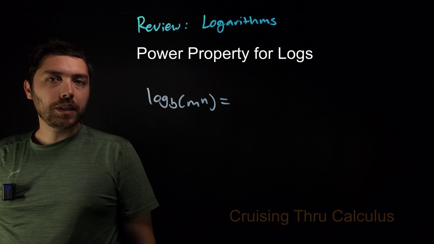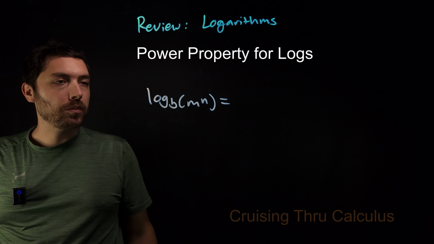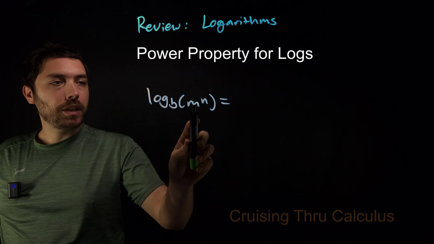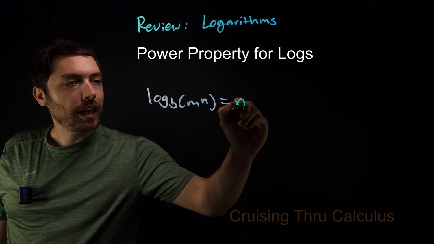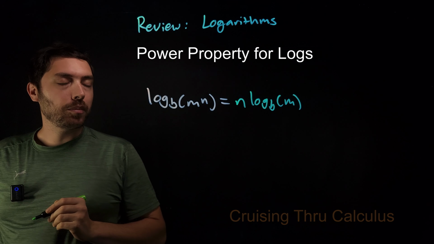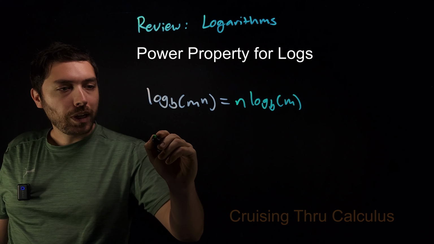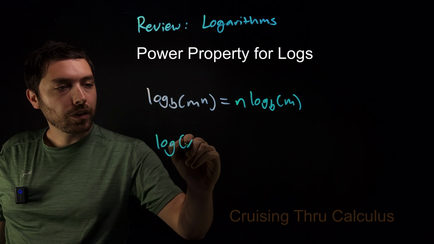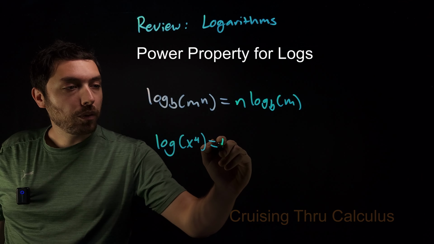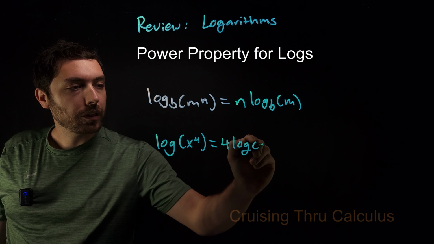Our last property is the power property for logarithms. So let's say you have a logarithm and then inside is an exponential like this, m to the power of n. You can actually take that n and bring it outside in front of the logarithm like this and multiply the two. So as a quick example, let's say we have the log of x to the fourth here. Well, I have x to the fourth, so I can take that 4 and I can pull it down in front of the log like this.